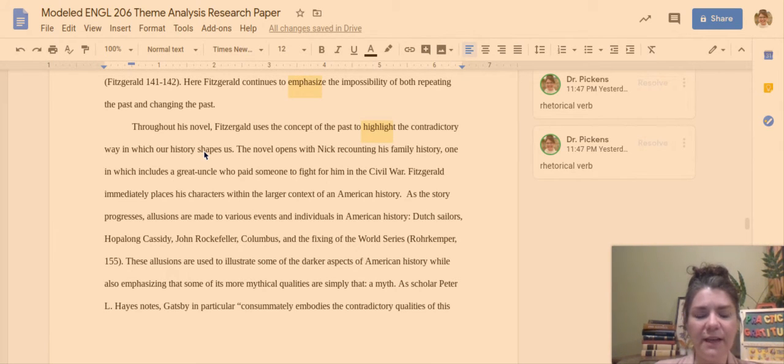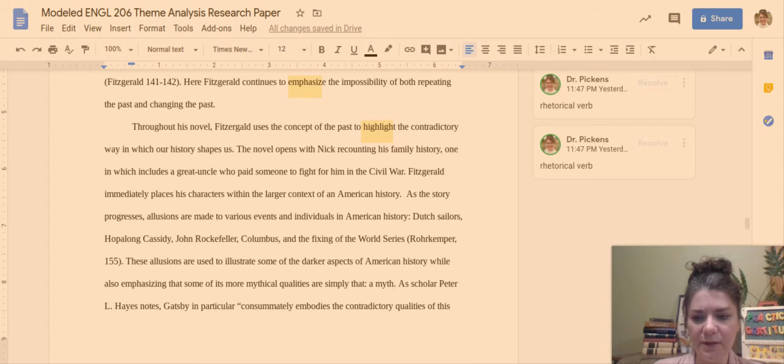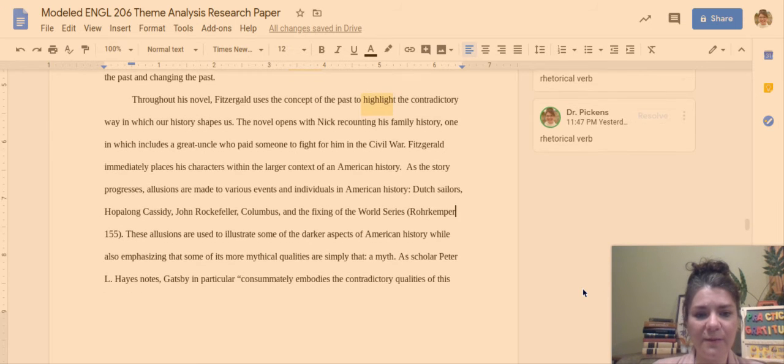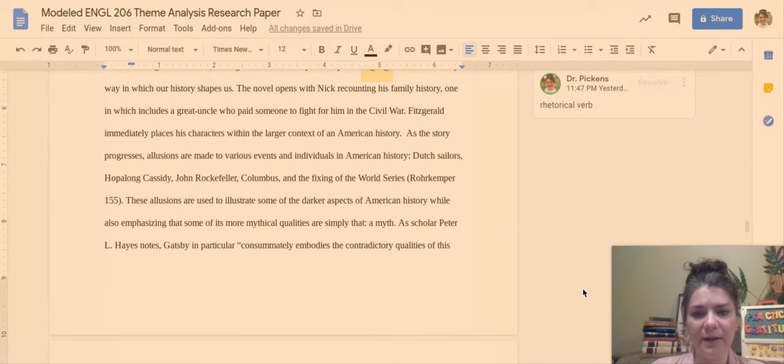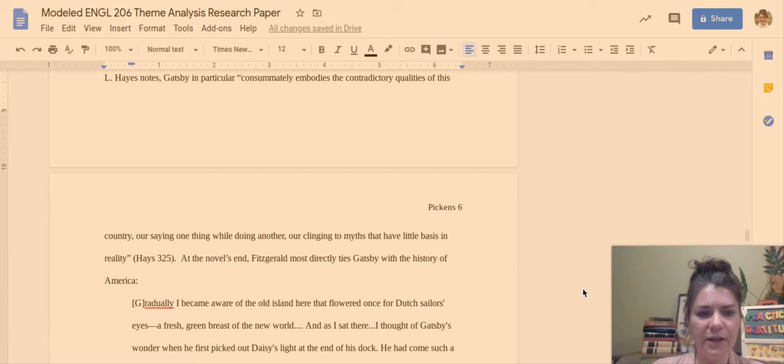These allusions, and again, I'm summarizing information from another author, so I'm citing it, and I accidentally added a comma here. Don't add commas. Okay. These allusions are used to illustrate some of the darker aspects of American history, while also emphasizing that some of its more mythical qualities are simply that, a myth. As scholar Peter L. Hayes notes, Gatsby in particular consummately embodies the contradictory qualities of this country, saying one thing while doing another, clinging to myths that have little basis in reality. Okay, and I don't actually need my author's name here.